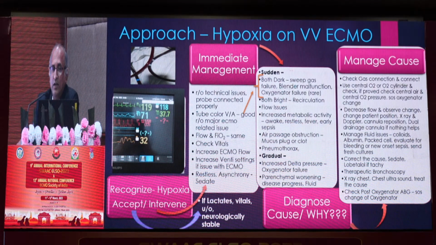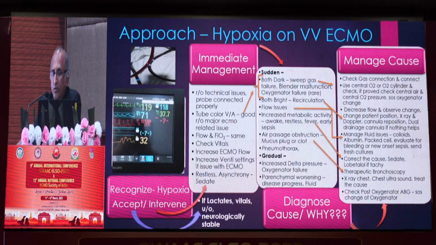So you usually divide the hypoxia into sudden versus gradual. If it is sudden, most commonly it is a mechanical issue, like in case of sweep gas failure or recirculation. There can be flow issues or increased metabolic activity. All that can cause an increase in the hypoxia. Management is by treating the cause, to improve the oxygenation, improve the flow.